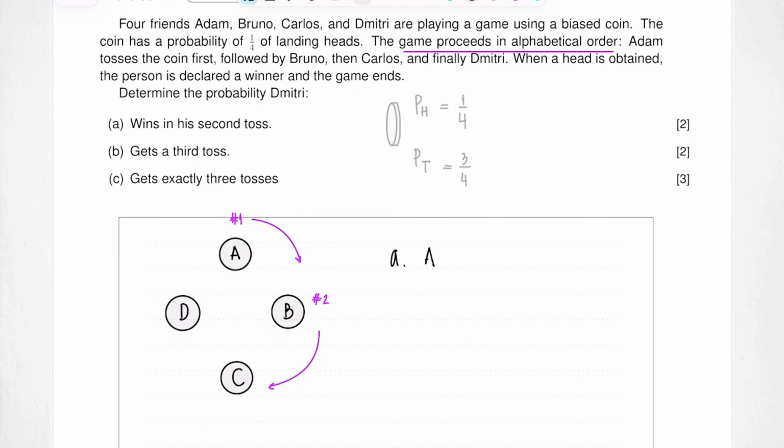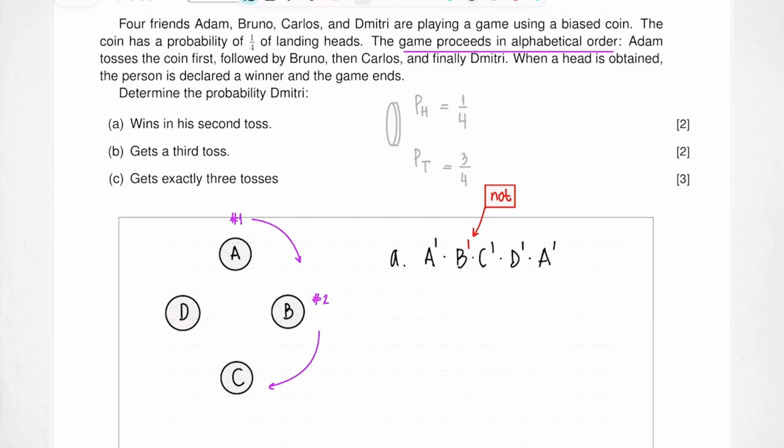So what's the probability that Dimitri wins in his second toss? Well, if the person is declared the winner whenever they obtain a heads, that means that before Dimitri has his second chance at tossing the coin, nobody should win, which means that Adam is going to toss it and he's not going to win, and Bruno is going to toss it and he's not going to win. This "not" right here is representing not winning. And then we have not Carlos, not Dimitri. Well, not for the first time, not on the first toss, only on the second one.